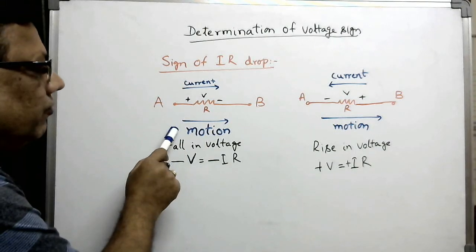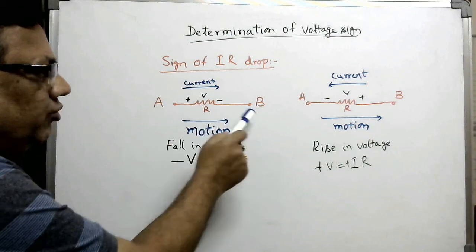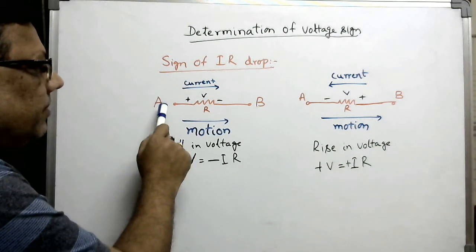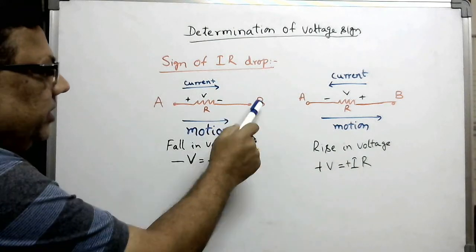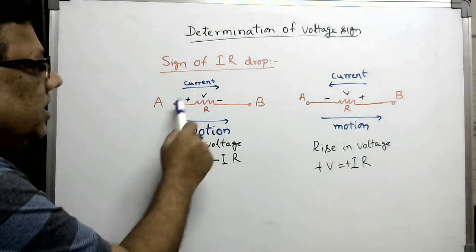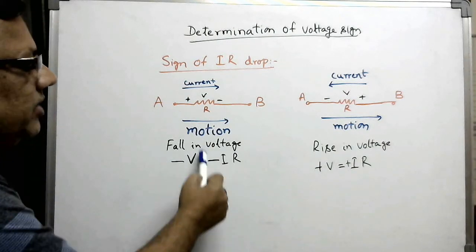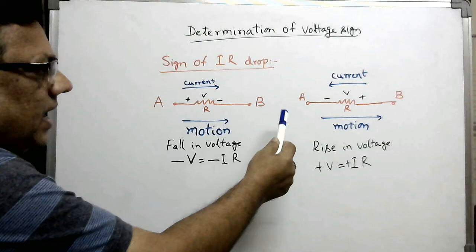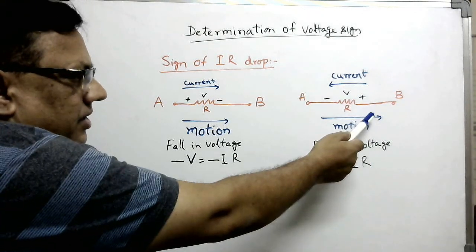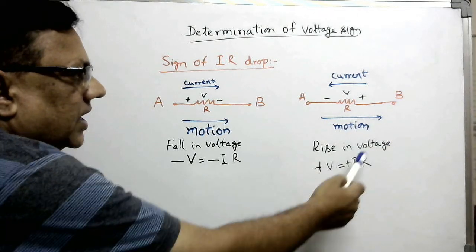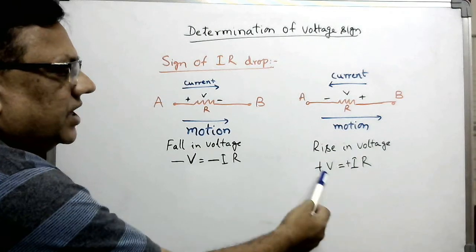And the motion is indicated from A to B. When we move from A to B, the same as the current which is also moving from A to B, then there is a fall in potential, that is from positive to negative. Hence, the voltage sign has to be taken as negative. And when we move opposite to the current direction, then the voltage rises from minus to plus. Hence, the voltage sign has to be taken as positive.